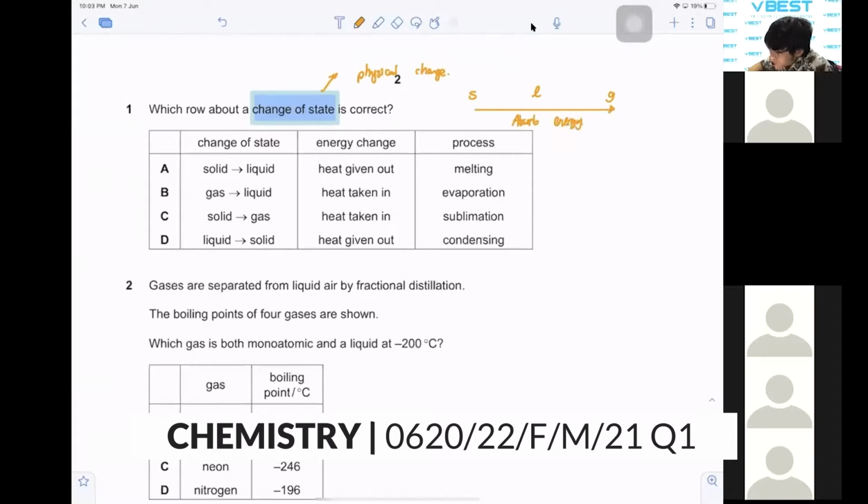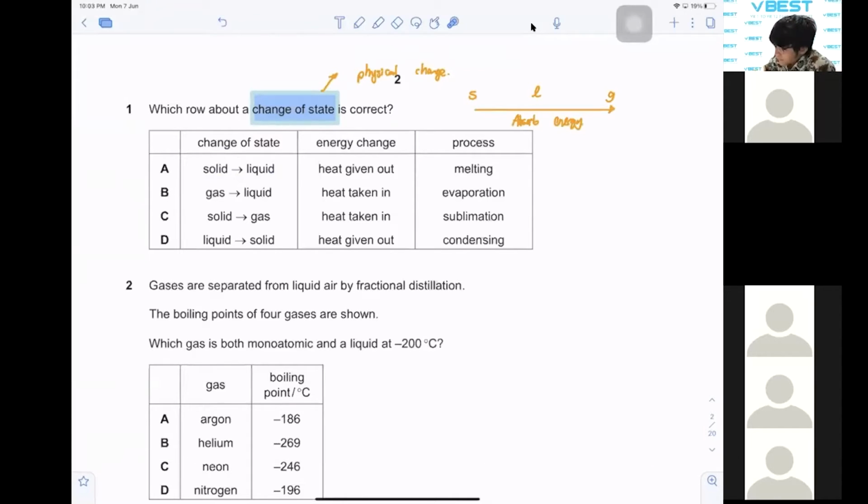So solid to liquid, energy is given out? Yes, it might be. Solid to liquid, yes, melting. Wait a second, heat given out? No, heat absorbed, right? As I mentioned, when you go across, it absorbs. Gas to liquid, go back. Heat taken in? And gas to liquid, my dears, is condensation, right?